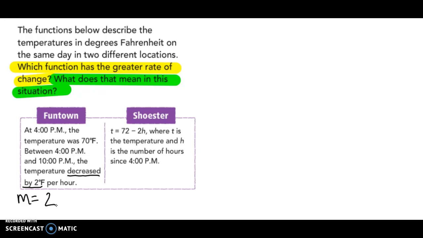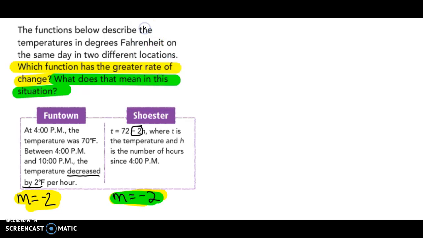The next one says T equals 72 minus 2H, where T is the temperature and H is the number of hours since 4 o'clock p.m. Notice your equation here. Your value that is attached to the variable is your slope or your rate of change. So that means in our case m equals -2. I'm sorry, I meant to put a negative there for decrease. So this answers my first question about which one is greater.